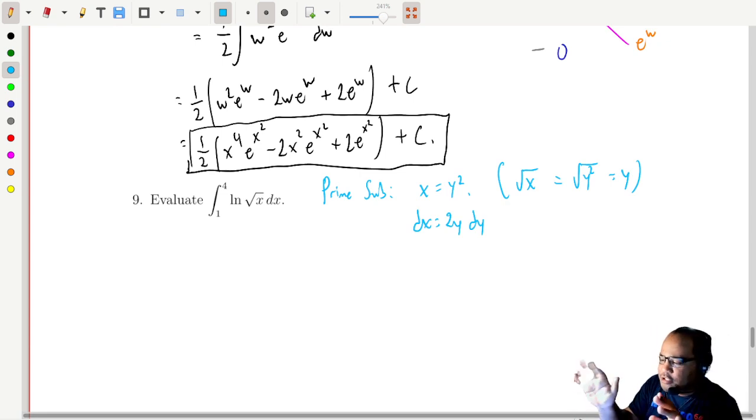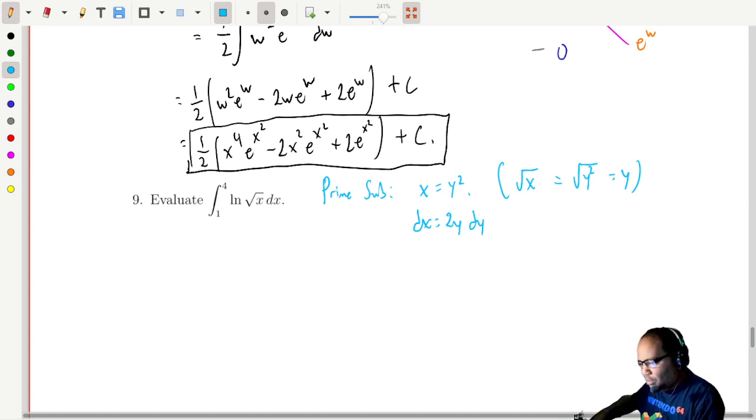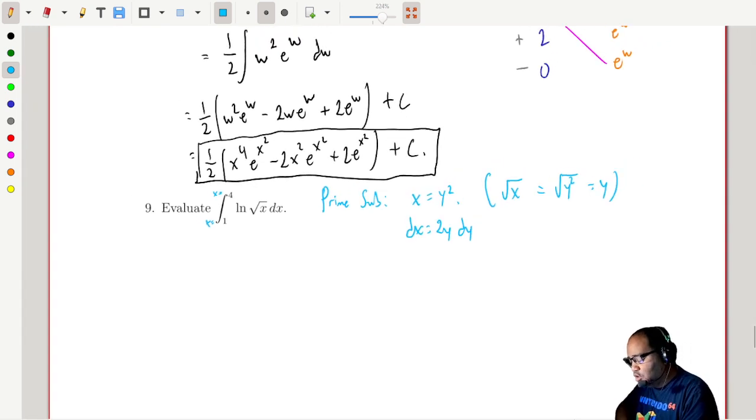But we still need new limits of integration. Whenever I change variables, whether a u sub or a y sub in this case, I need to change the limits of integration. Here I'm going from the x world to the y world. When x is equal to 1, what is y? That means y is equal to 1. When x is equal to 4, what number squared gives me 4? 2.